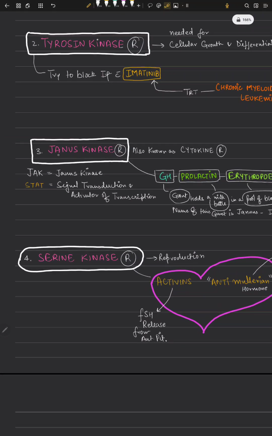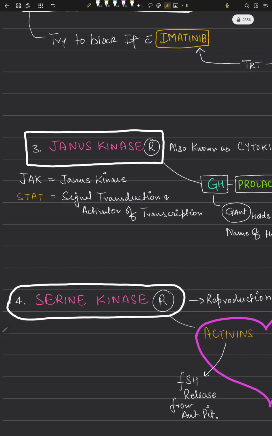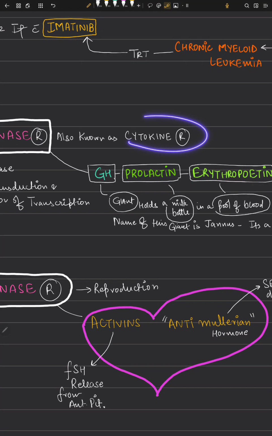Let's study Janus. Janus is a beautiful girl's name. Maybe it's a boy's name, I don't know. This Janus kinase receptor is also known as the cytokine receptor, because a lot of inflammatory messenger cytokines from your body attach to it.